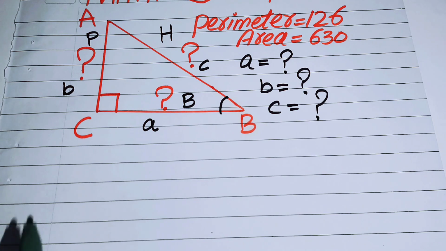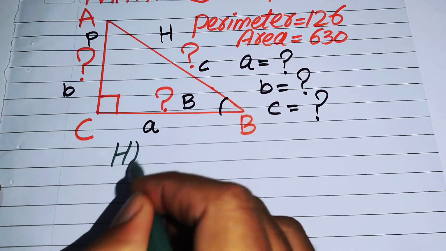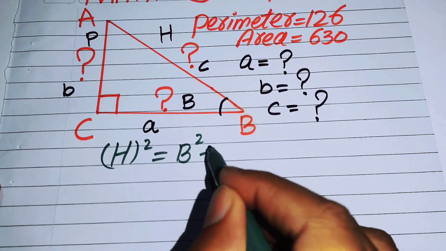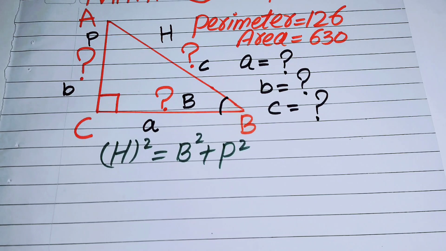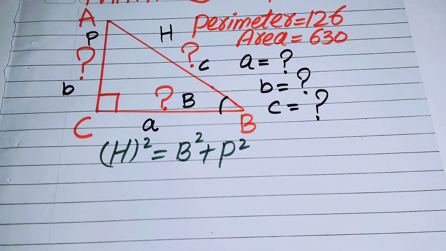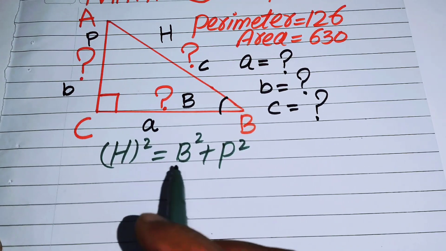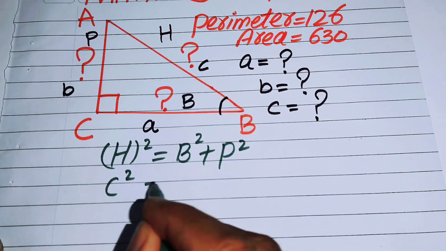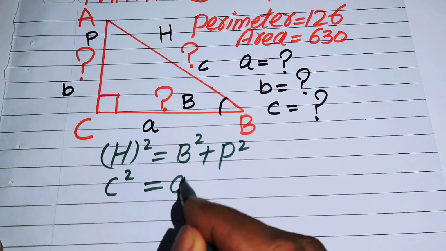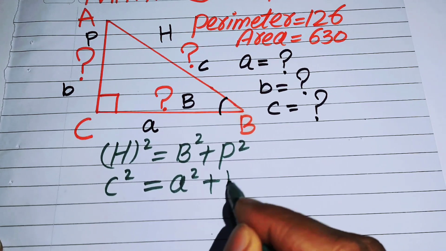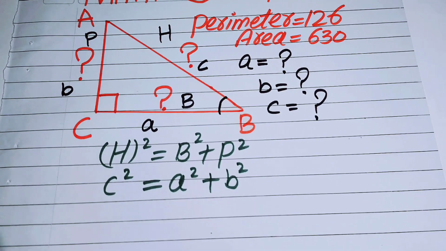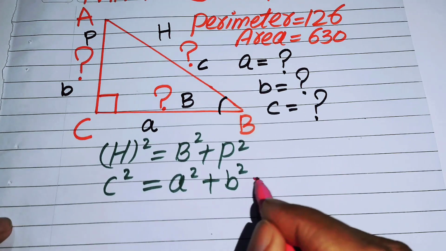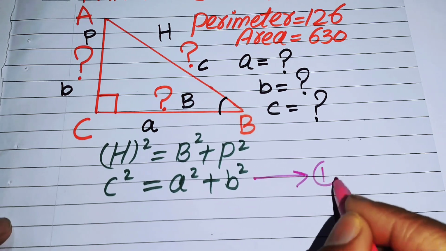The Pythagoras theorem tells us that the hypotenuse squared equals the base squared plus the perpendicular squared. Now we put in the values of hypotenuse, base, and perpendicular. Here our hypotenuse is c, so c squared equals the base a squared plus the perpendicular b squared, and I can name this equation number 1.